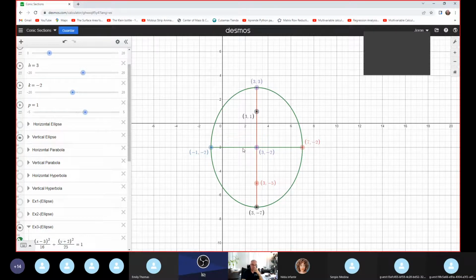And likewise happens with the foci. For the foci, the distance is 3, but it's up and downward. Remember, important idea: the foci lie on the major axis always. Now -2 plus 3 is +1, and -2 minus 3 is -5. Now, for me, it's more clear.